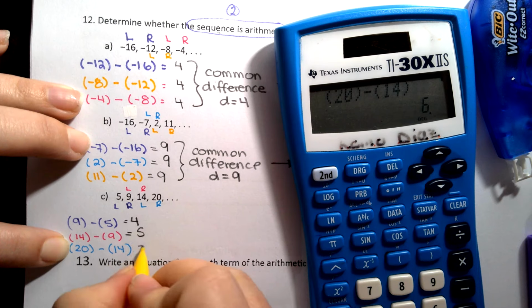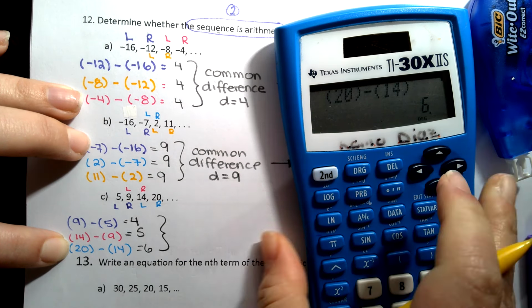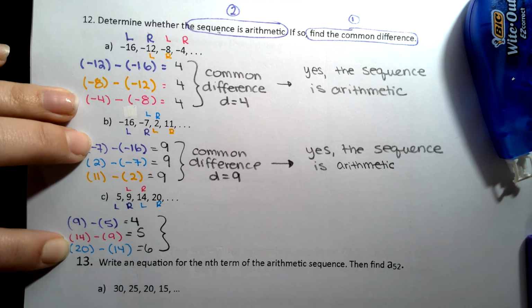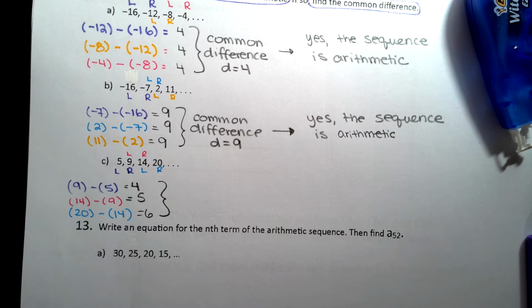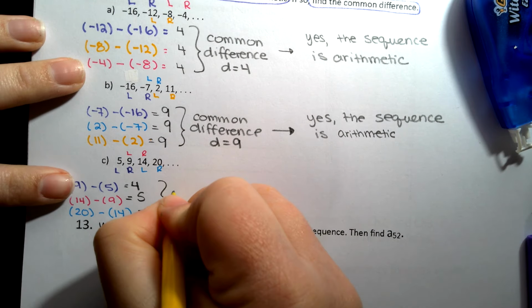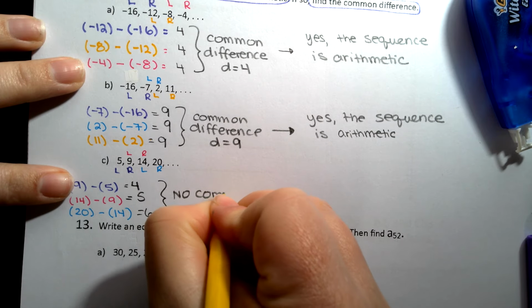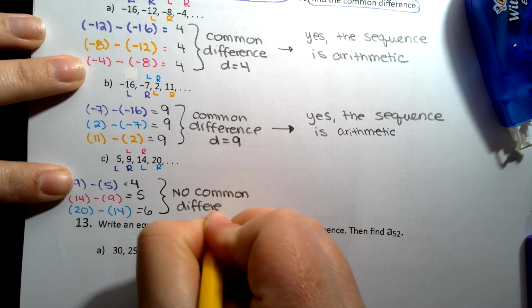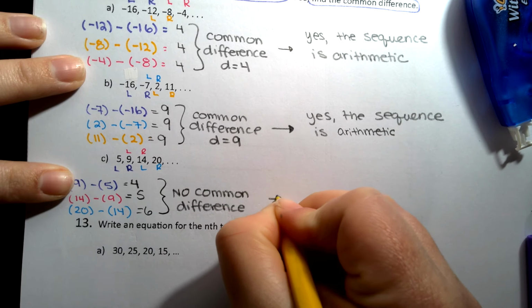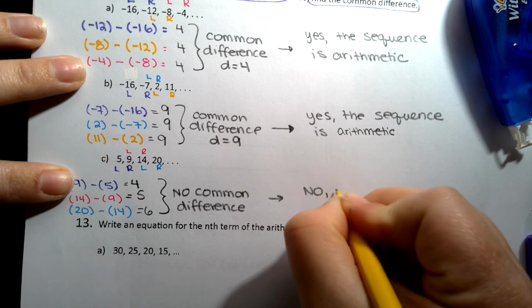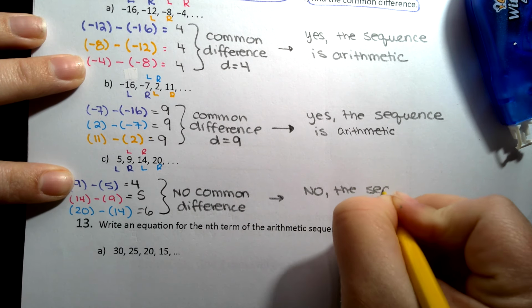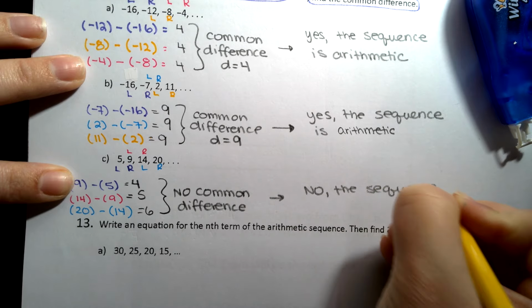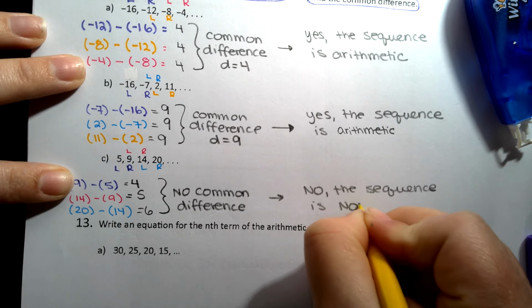And I get 6. So notice that these numbers are different. Now, they don't all have to be different. It could have been the same, same, different. If one of them is not matching, there is no common difference. And since there is no common difference, no, the sequence is not arithmetic.